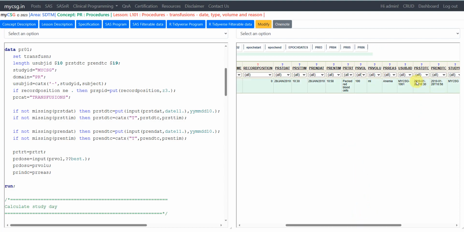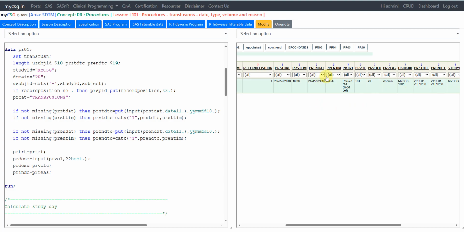Here, if you see 2010-01-28, and we have both date and time, so they have to be separated with a T in between. So we have T in between, and 10:30 is being collected and concatenated. So 28 Jan 2010 and time 10:30 for PRSTDTC.